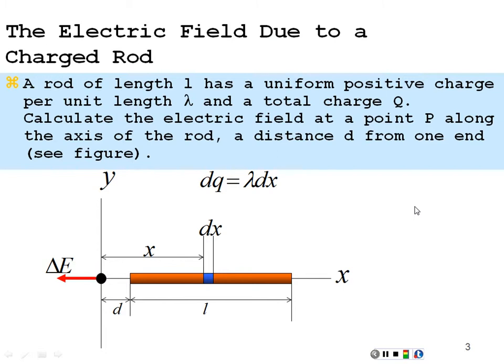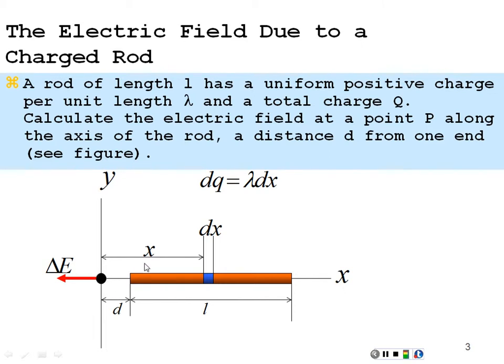Let's try the linear charge density example first. A rod of length L has a uniform positive charge per unit length, lambda, and a total charge Q. Calculate the electric field at a point P along the axis of the rod, a distance d from one end of the rod. See figure. Here's our rod. It's got a length L, and we want to calculate the electric field at distance d from one end of this rod.